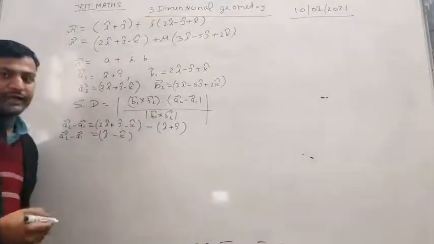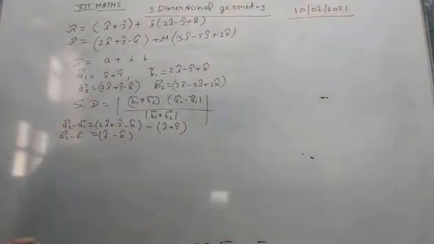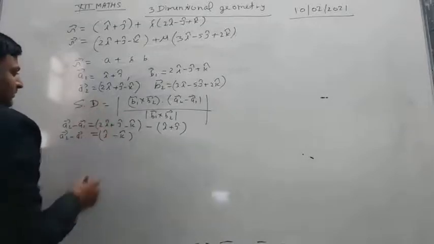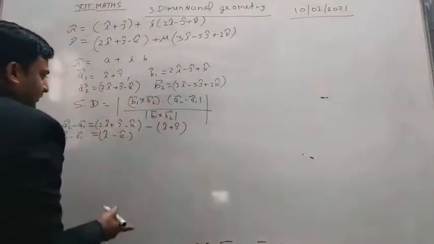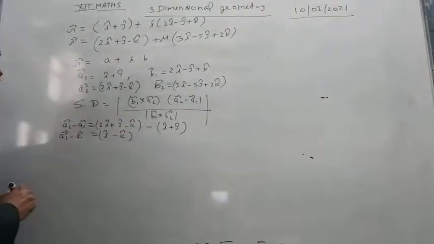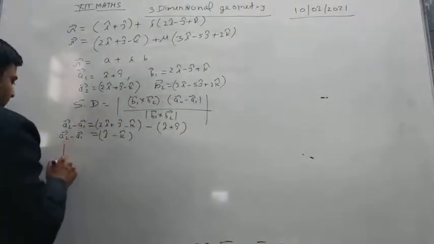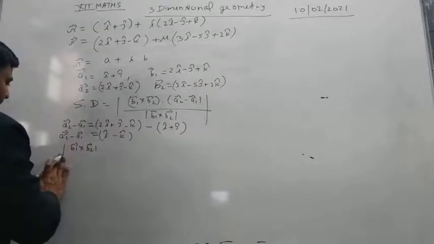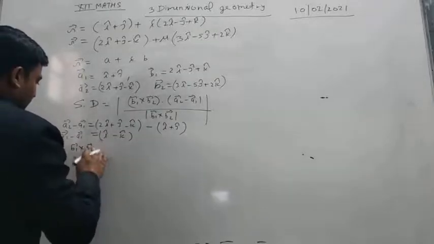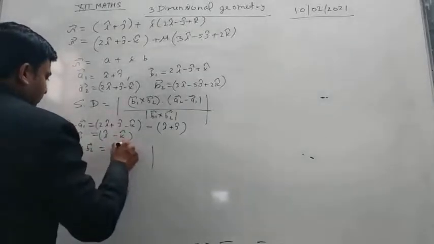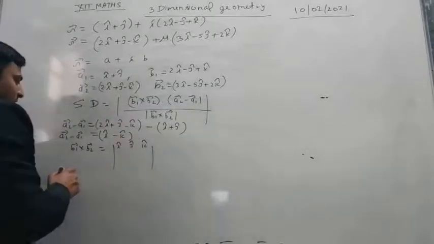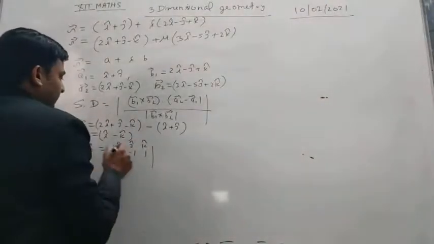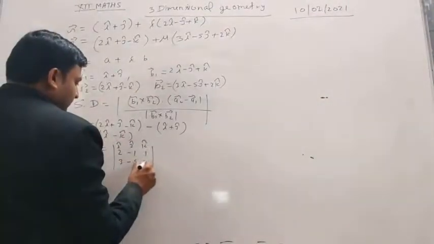Now students, we find B1 cross B2, because we need B1 cross B2, so that we can put this value, B1 cross B2, and A2 minus A1 in this formula and get the shortest distance. So, students, to find B1 cross B2, we use the determinant. Our B1 is 2 minus 1 1 and B2 is 3 minus 5 2.